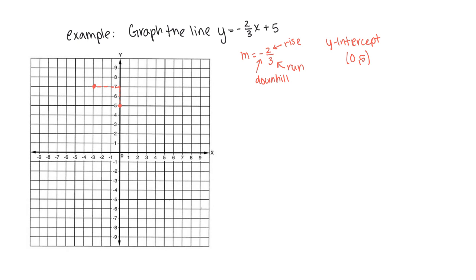If I go back to the y-intercept and instead of rising 2 units, suppose I fall 2 units, then I want to run 3 units to the right, again, so that when I connect these points, I end up with a downhill line. I can continue this process, rise 2, run 3, as many times as I want to get as many points as I need in order to graph the line as accurately as possible.